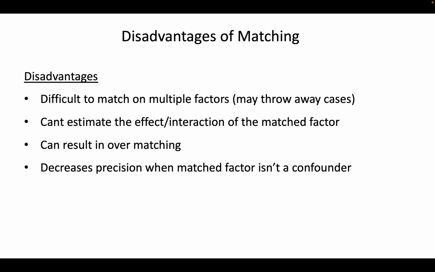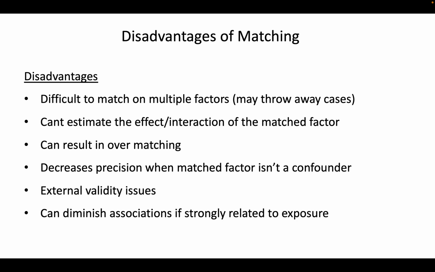It can result in overmatching, which we talked about. It can decrease precision when the match factor isn't a confounder. That's kind of related to overmatching. It can have external validity issues where you have this population that's matched and the world isn't matched, so it's different in that way. It can diminish the association if the matched factor is really related to the exposure, and I'm going to get to that in a second. The more related to the exposure the matched factor is, the more similar it is to essentially just matching on the exposure, and that defeats the purpose because we're trying to see how exposure differs in cases and controls. When you match on something that's related to the exposure, you're kind of matching on the exposure almost.